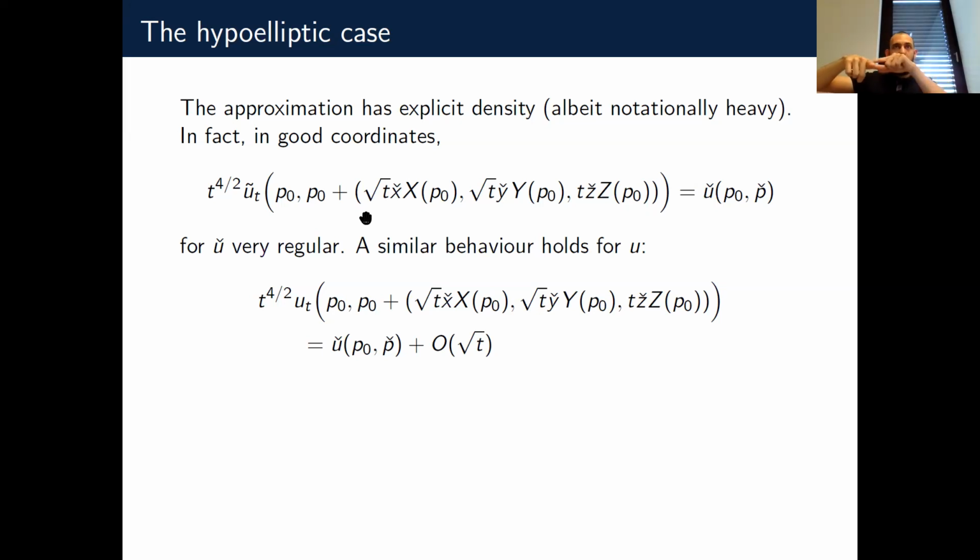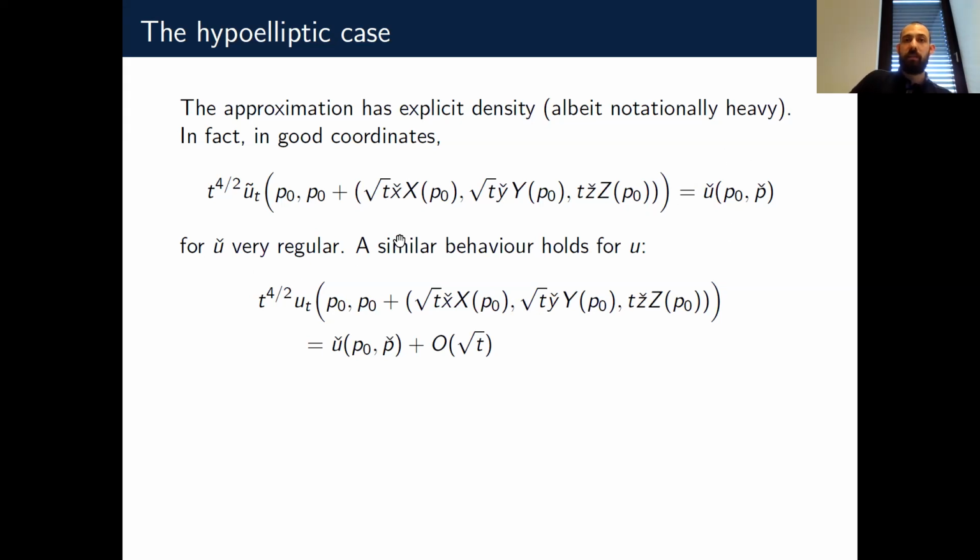so I'm expecting to have scaling square root of T in the direction X, square root of T in the direction Y, and then the Lie bracket is my Z, and I'm expecting some T in the direction of Z. So if I start from P0 and look at what's happening at scale square root of T in direction X, square root of T in direction Y, T in direction Z, then this does not depend on T at all. It will depend on P0 as before, but it does not depend on T.